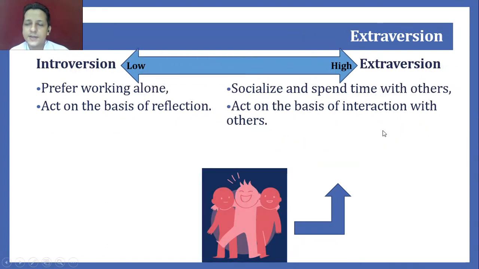The third parameter is extraversion. People who score lower in this parameter are introvert by nature. We know that we all have colleagues like this who prefer working alone because they act on the basis of reflection. They don't tend to mix up with other people as such. On the other hand, there are people who are extrovert by nature. We call them extroverts. Such type of people socialize and spend time with others. They act on the basis of interaction with others. You will scarcely find them alone, sitting alone or doing something alone. They are usually found in groups or in pairs.